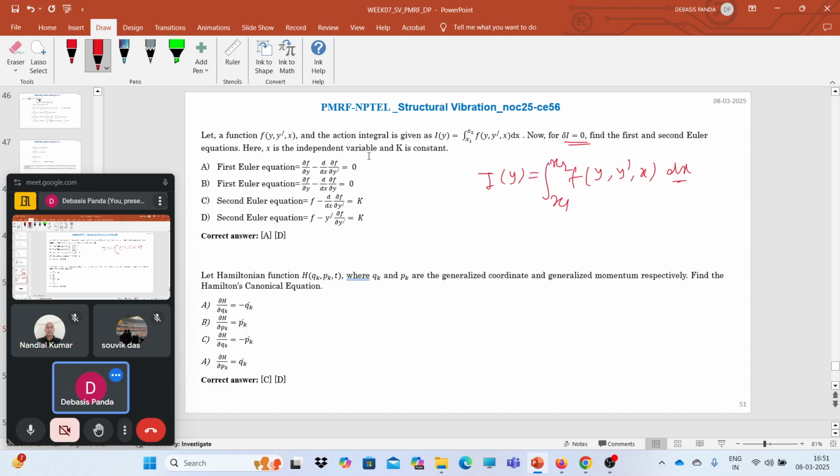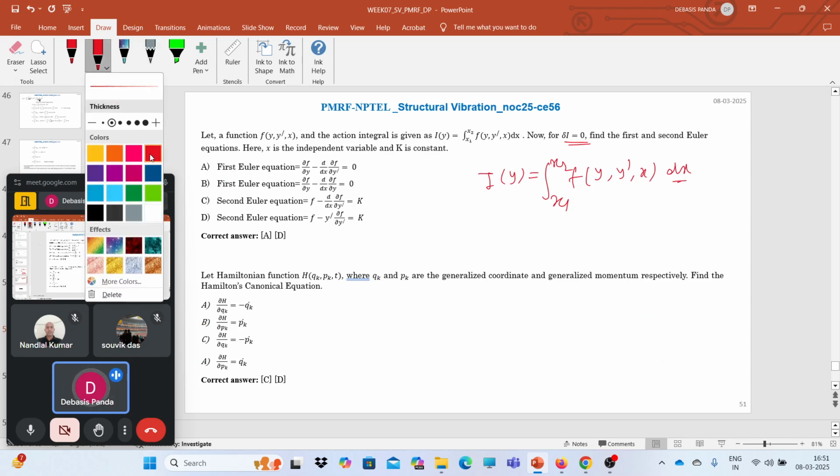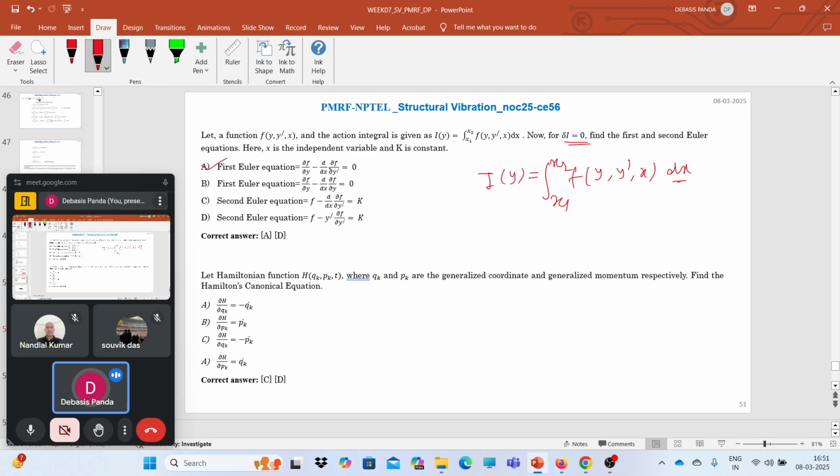So obviously, what will be the Euler's first and second equation? The Euler's first equation will be ∂f/∂y − d/dx of ∂f/∂ẏ equals 0, and the Euler's second equation is f − ẏ ∂f/∂ẏ is constant. Here they have said k is constant. Either you can use c or k as constant, right?